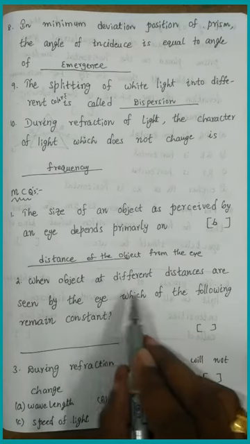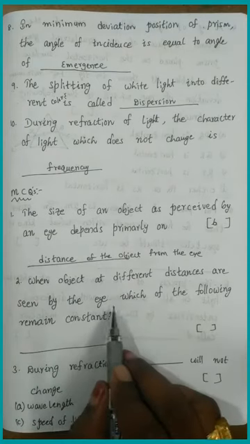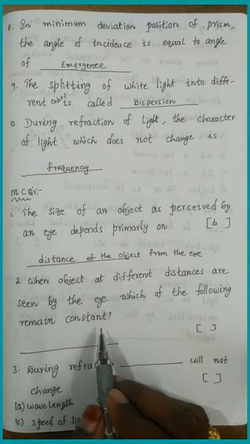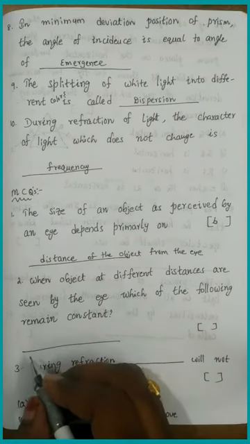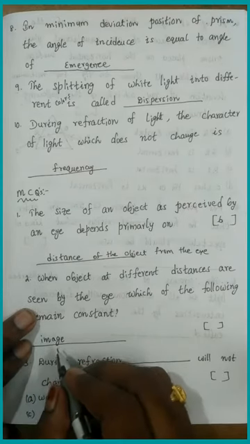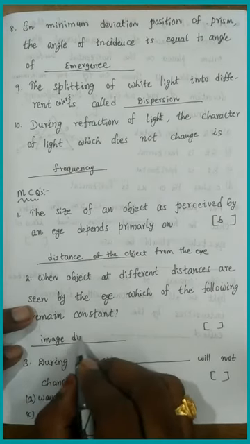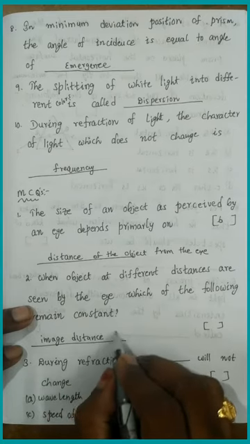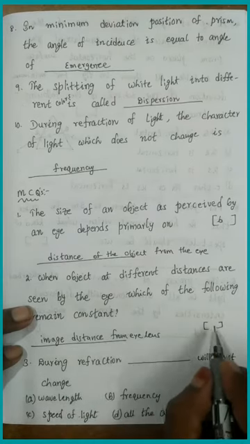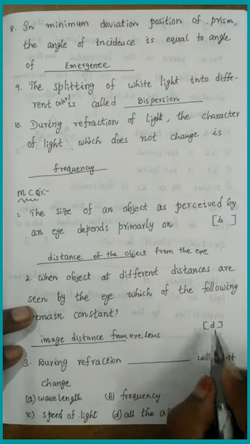When objects at different distances are seen by the eye, which of the following remains constant? There are four options given for us. Out of the four options, I am writing only one option here, that is image distance from the eye lens. This is the correct answer. The option is D.